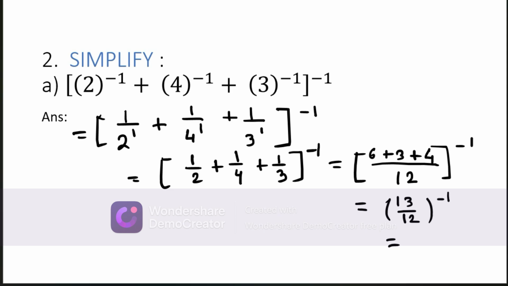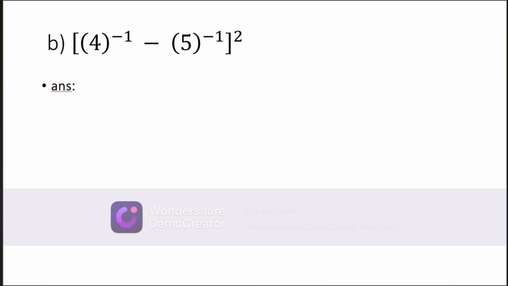So it is in the negative exponent form. To write it in the positive one, just write the reciprocal of the number, 12 by 13, whole to the power 1. So 12 by 13 whole to the power 1, or 12 by 13. This is the answer. Next, go to the next problem.